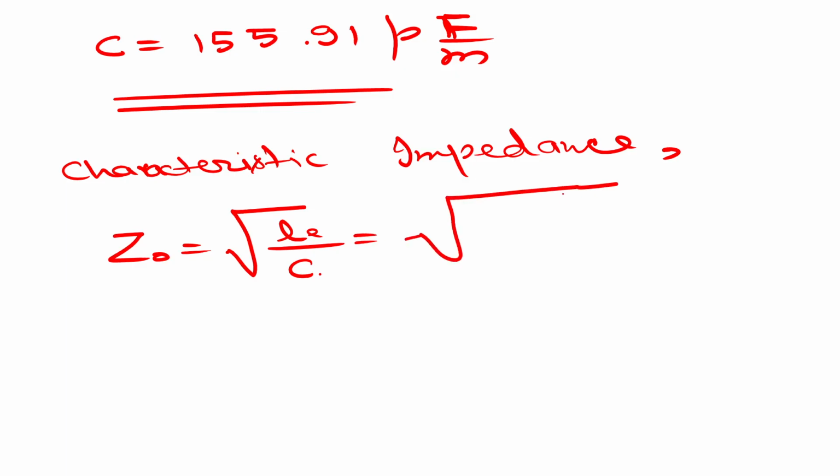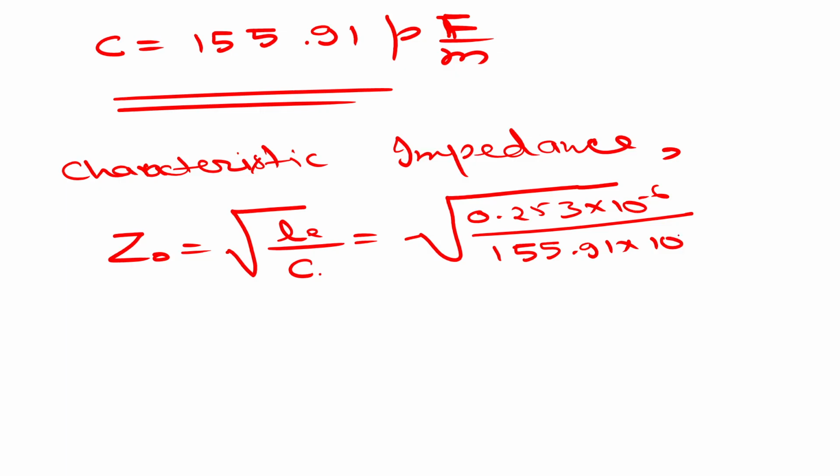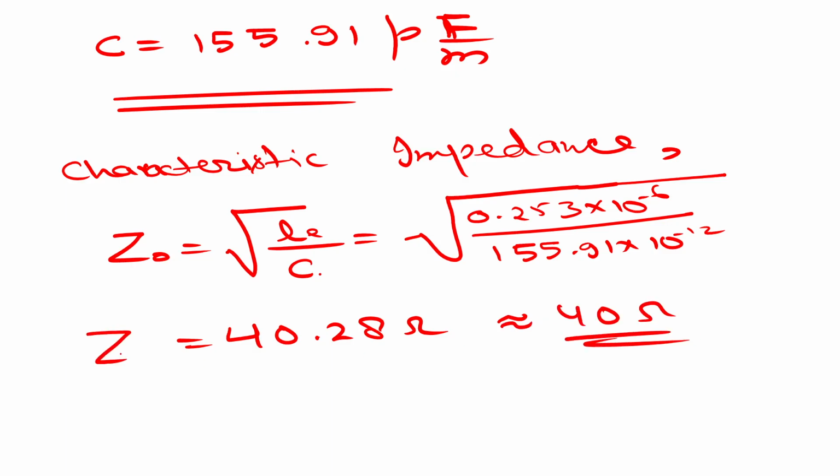divided by capacitance per unit length. In the previous problem we have solved the inductance per unit length. It was 0.253 into 10 to the power minus 6, and capacitance per unit length is 155.91 into 10 to the power minus 12. When we solve this, we will get 40.28 ohms, which is approximately equal to 40 ohms. This means the characteristic impedance of the coaxial line matches the manufacturer's specifications.